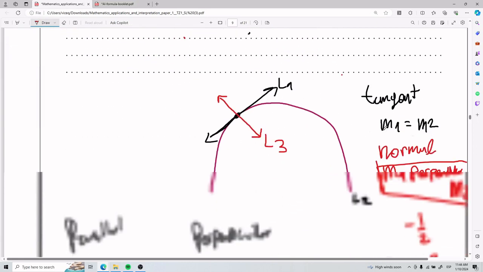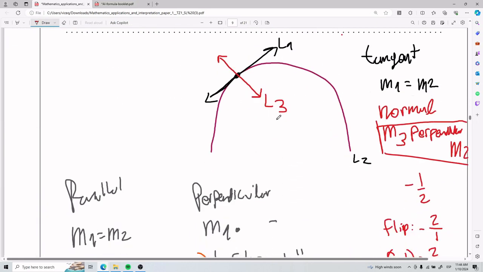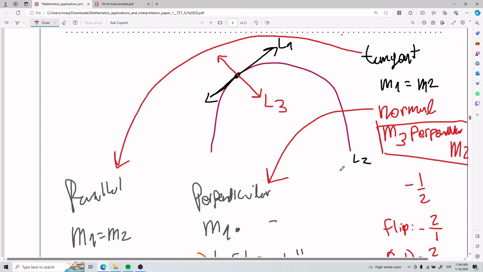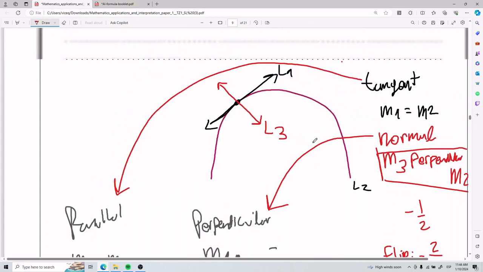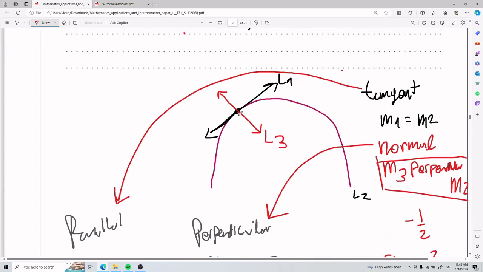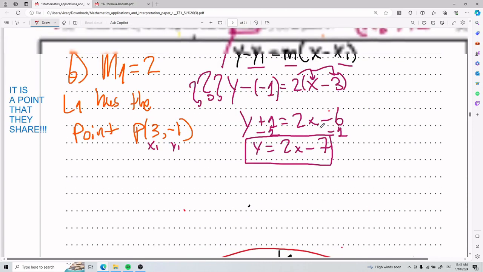So you can sort of associate tangent to parallel because the slopes are the same, and the normal to perpendicular. Maybe that helps a little. And what's the key difference between these two? Well, the tangent is at that point the same slope, and the normal is the perpendicular slope at that point. See? All right, cool.